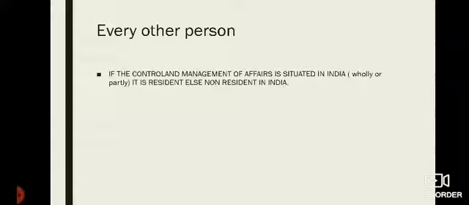In case of company, if the affairs are not controlled and managed from India either partly or fully, then it is known as non-resident. And last one is every other person. If the control and management of affairs is situated in India, wholly or partly, it is known as resident. If not, then it is non-resident.